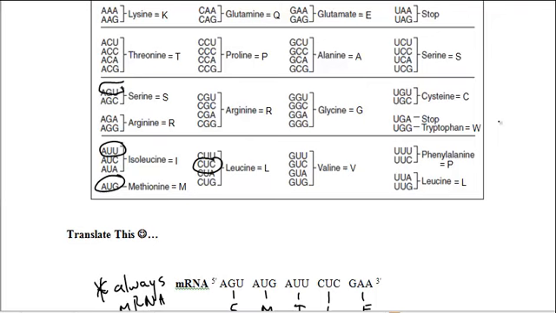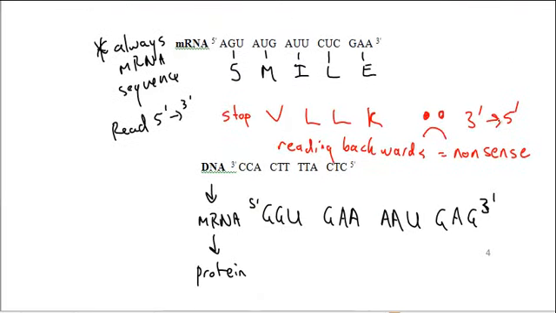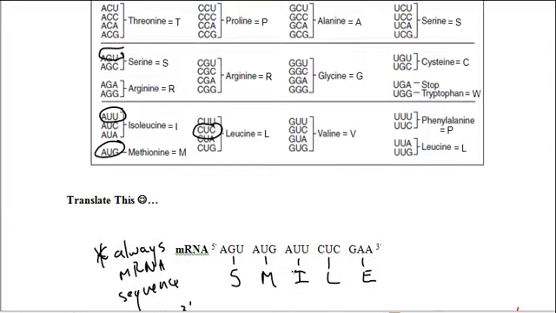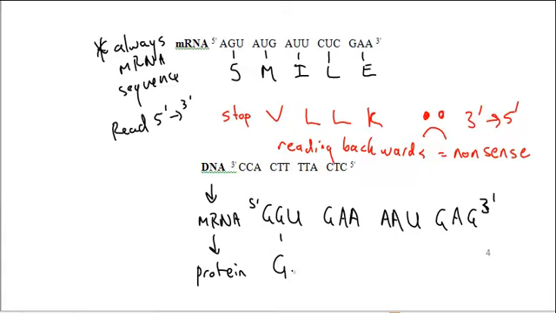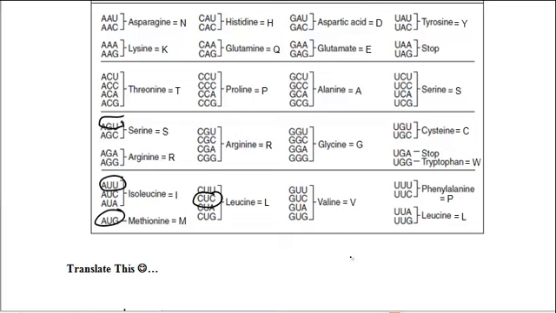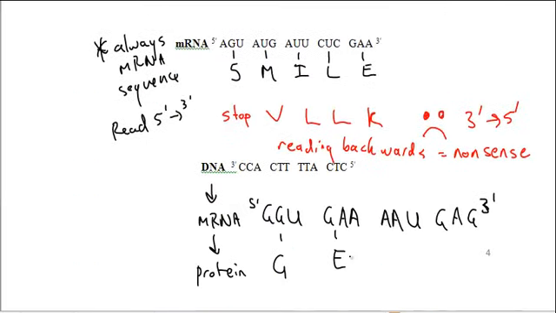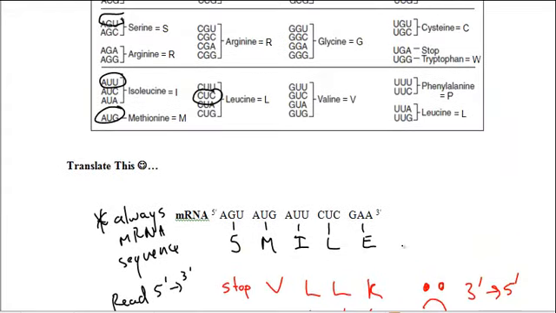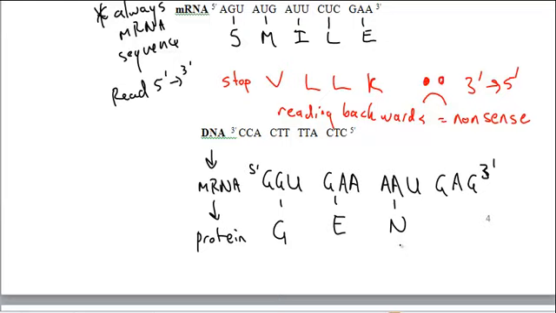And then when we translate that up on the code, GGU is represented by G. GAA is glutamate, which is an E. AAU is an N, asparagine, and GAG is an E as well. Hey, we spelt the word gene. Okay, so that's how you translate.